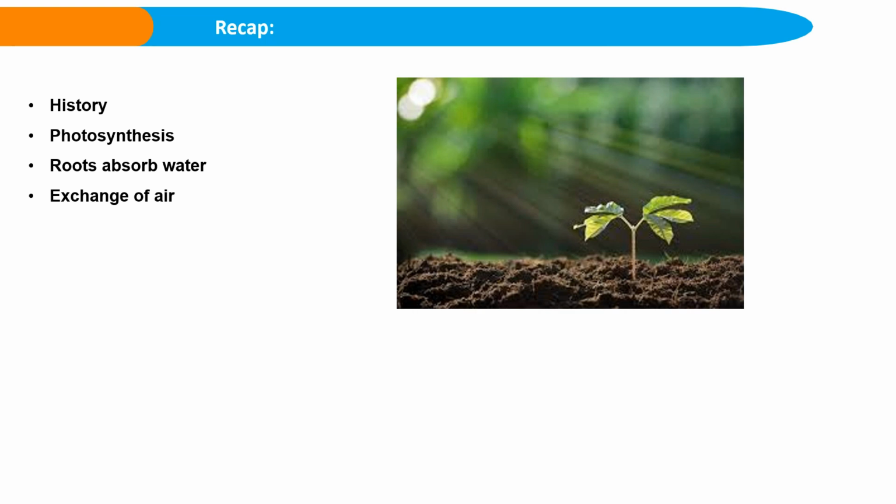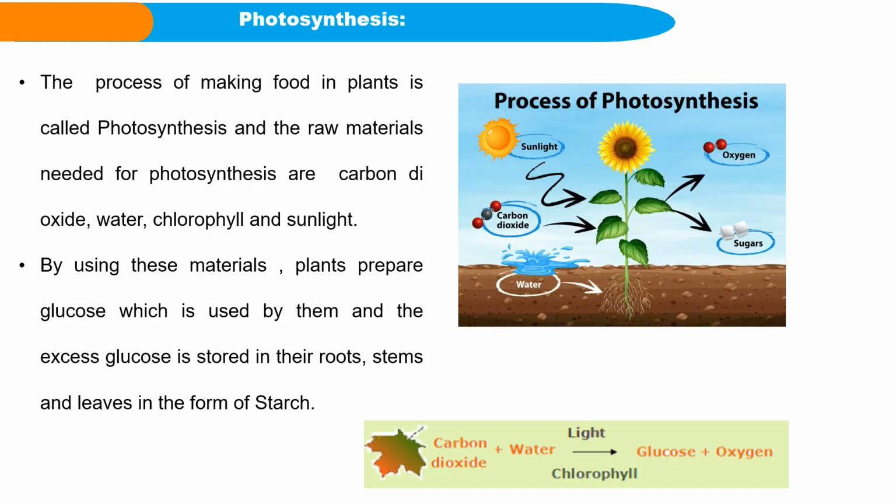Let's enter into our today's topic, that is photosynthesis. Already we have learnt about the process of food making in plants, that is photosynthesis, and the raw materials needed for photosynthesis are carbon dioxide, water, chlorophyll and sunlight. By using these materials, the plants prepare glucose and release oxygen into the atmosphere.